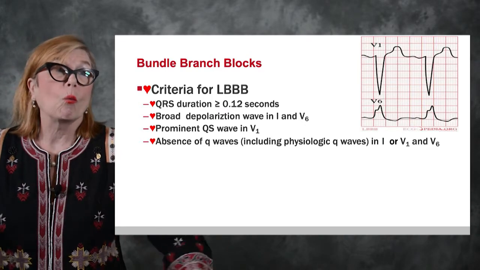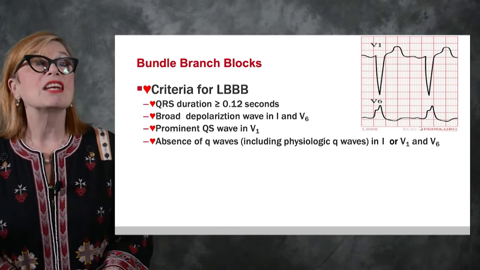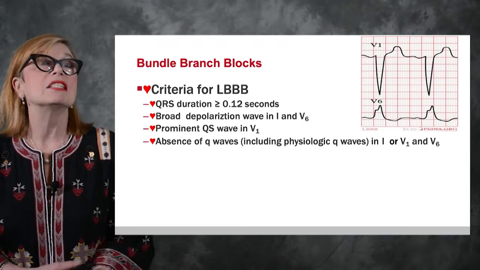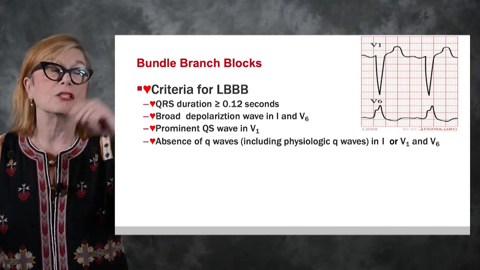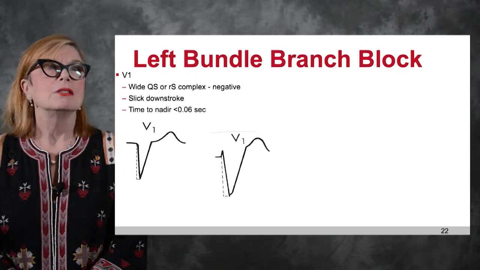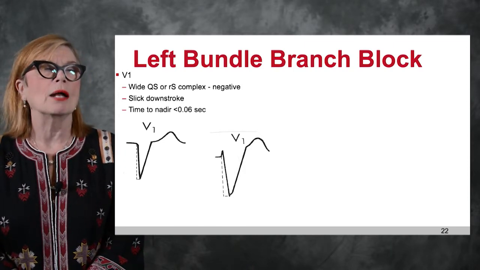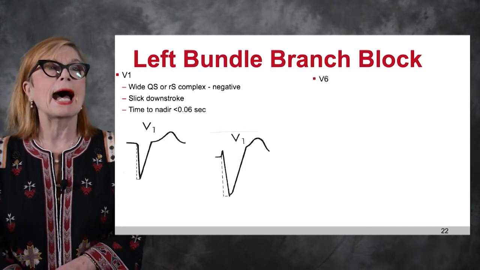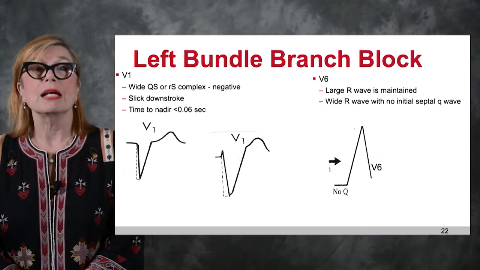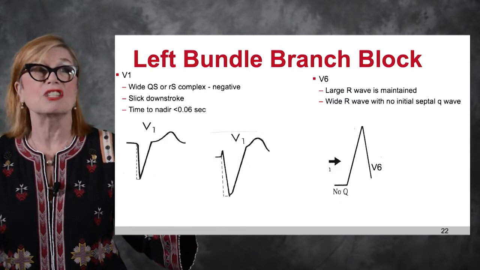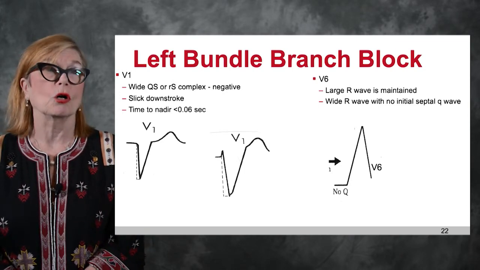In V1, you have a wide deep QS. You have no R wave, just a wide deep QS. And in V6, you have the absence of what we consider physiologic Q waves. You just have a wide, time-consumptive upright, and you can see it right there. Okay, so left bundle branch block, wide QRS or S complex in V1 with a slick downstroke, and it takes time to get to the peak. And in V6, you maintain your R wave. It's maintained. It's always upright in V6 unless you've had an MI. And that R wave is wider than usual.